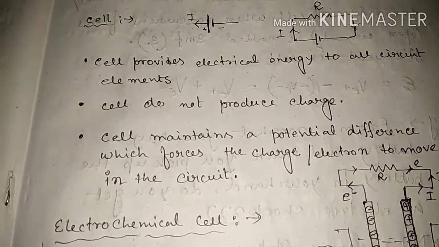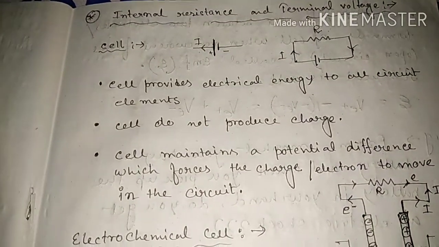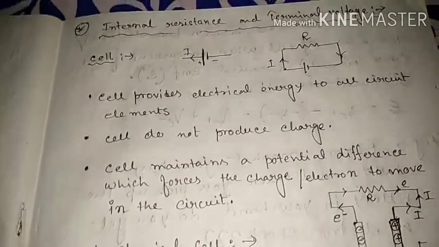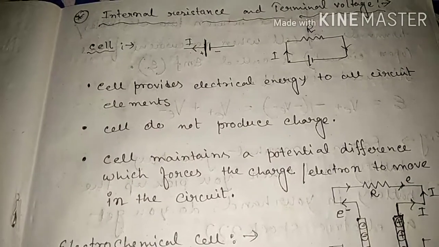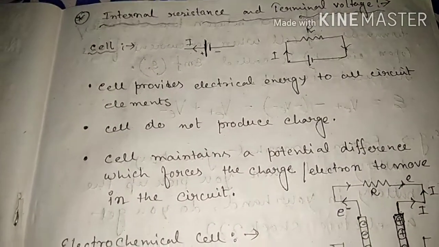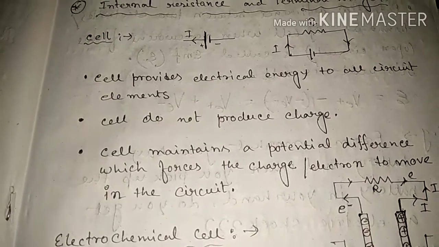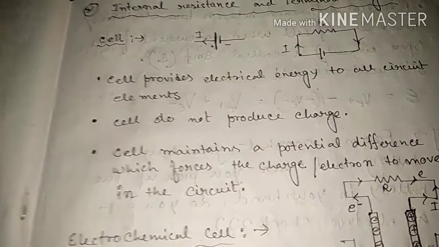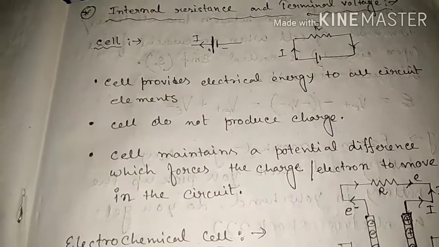So this cell does not produce the charge, does not produce the electric current. It provides electrical energy to all the circuit elements, and it maintains the potential difference which forces the charge or electron to move in the circuit.